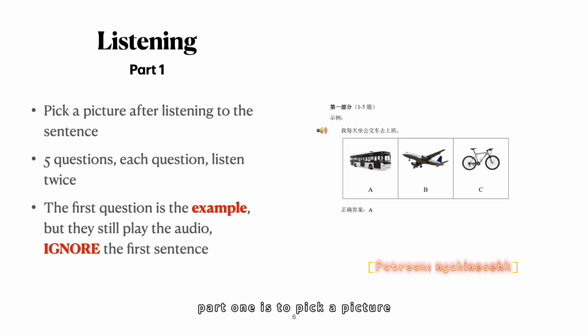Part 1 is to pick a picture after listening to the sentence. There are 5 questions, and each question will be played twice.